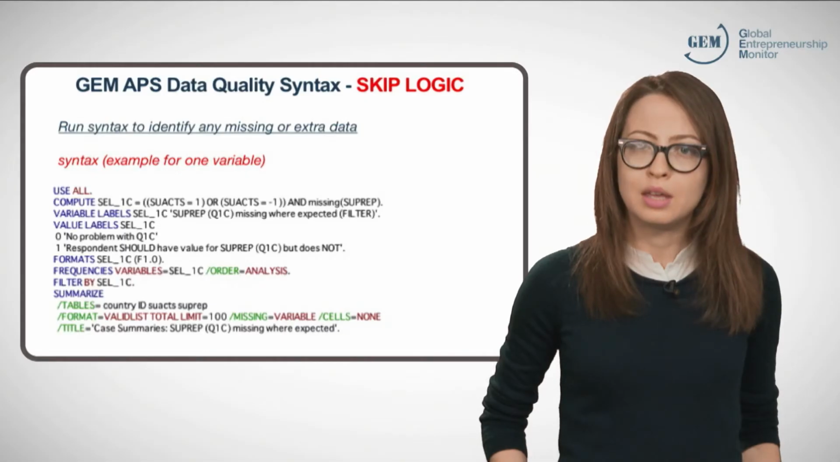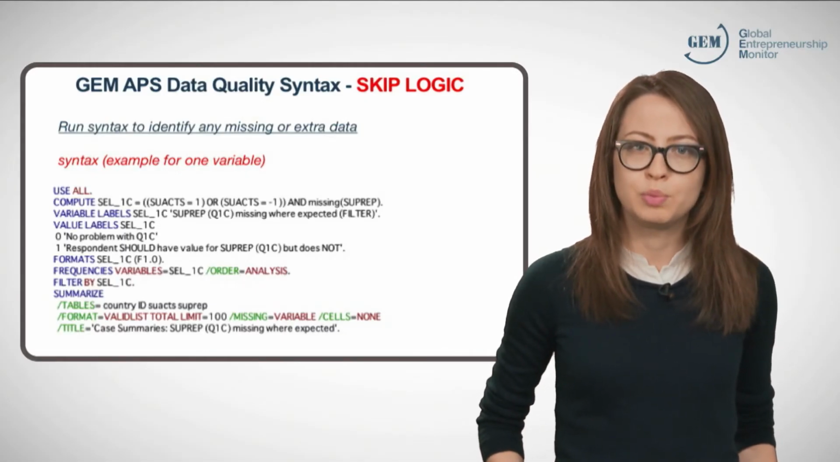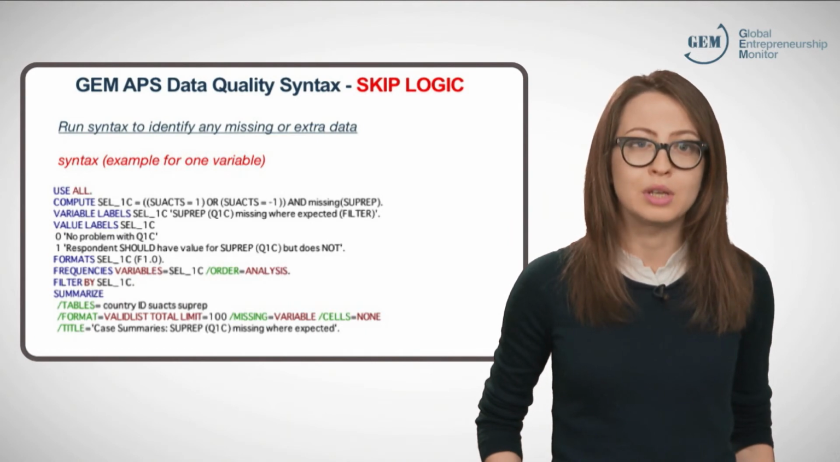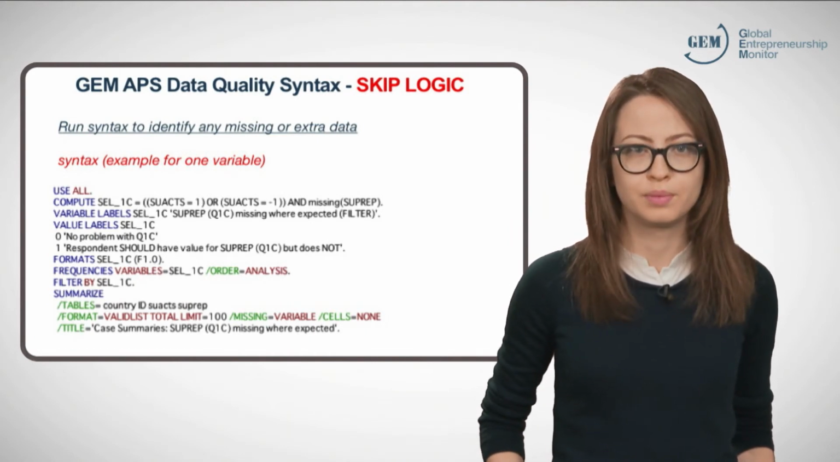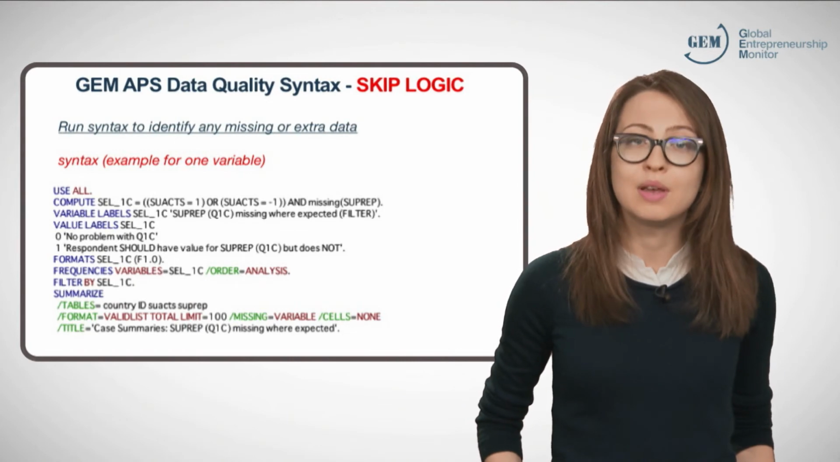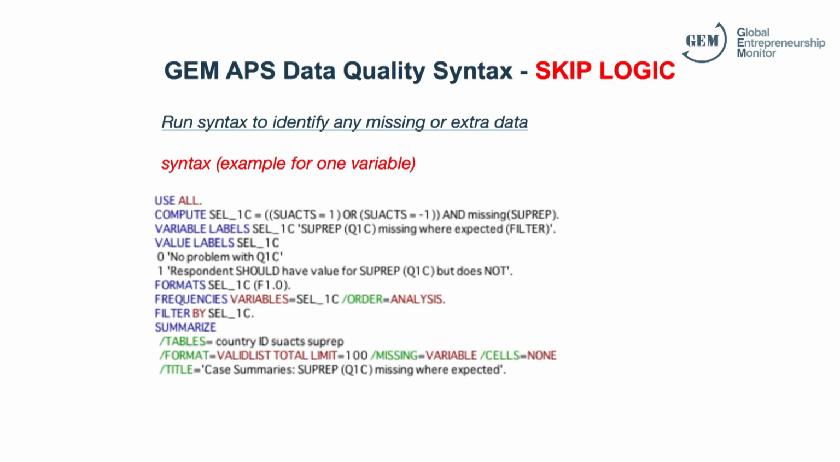Then, you will run another series of code to produce 2 sets of interim variables for each core APS question. One type of variable is used to identify missing data. So if a respondent should have been asked question 1C and he wasn't, for example, a new variable called SEL_1C would have a value of 1 for this case to identify the problem. There will also be another variable produced to indicate if an answer was recorded when the question should not have been asked, and therefore should have been empty.